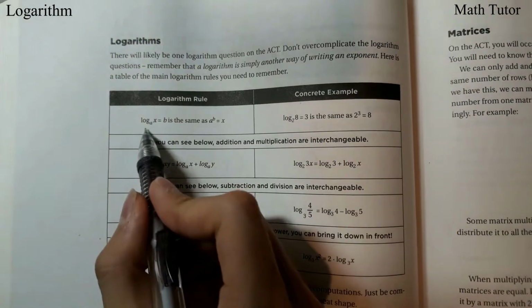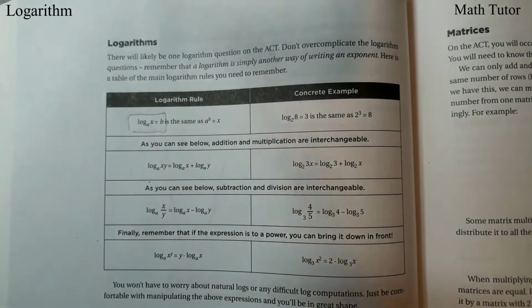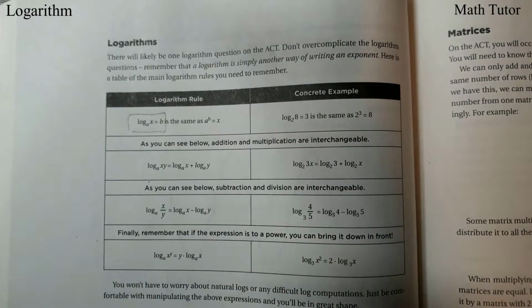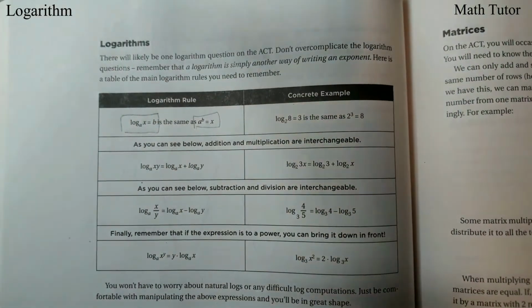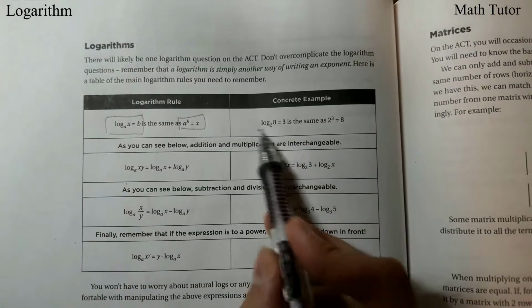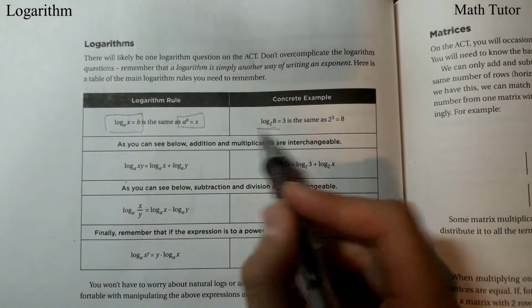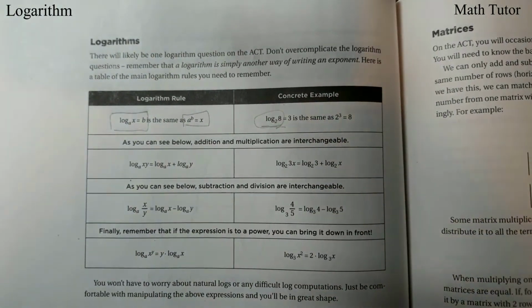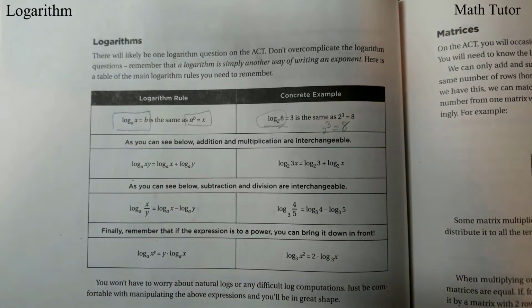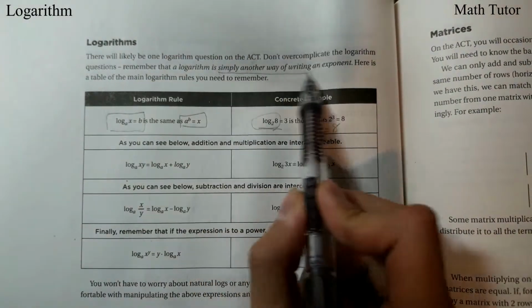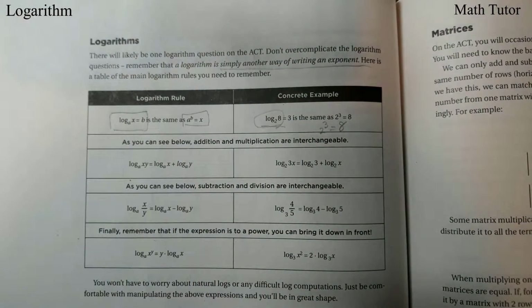This is usually what a logarithm looks like. Log base a of x equals b, and this means a to the b power equals x. Let's look at this example: log base 2 of 8 equals 3. So this means 2 to the third power equals 8. That is what a logarithm is, and as it is written here, it is simply another way of writing an exponent.